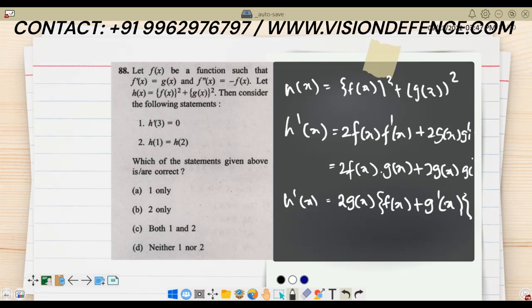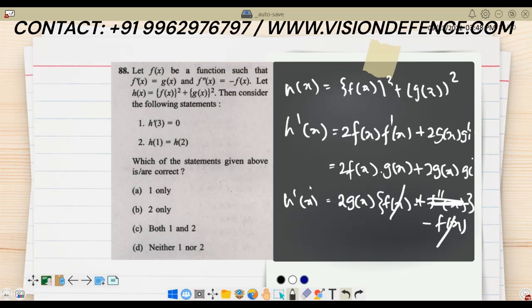So g dash of x is f double dash of x, right? So this we can rewrite as, if f dash of x is equal to g of x, and g dash of x is going to be f double dash of x, right? So f double dash of x. Now this can be written as minus f of x, because f double dash of x is given as minus f of x, and these two will get cancelled.